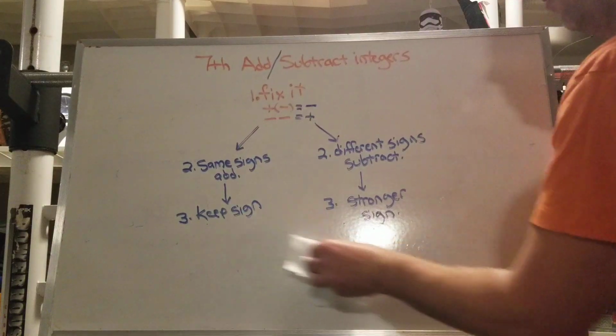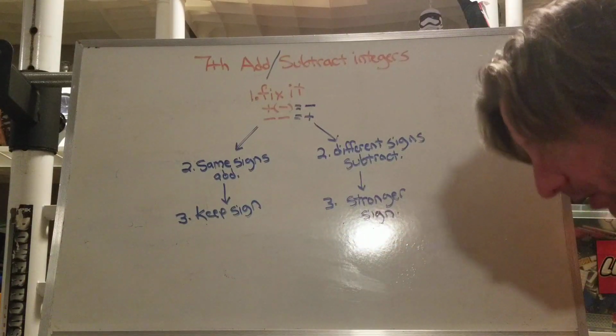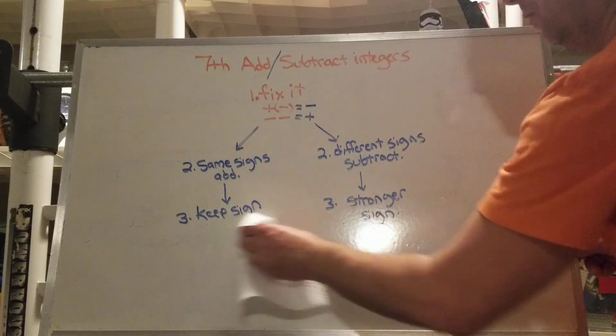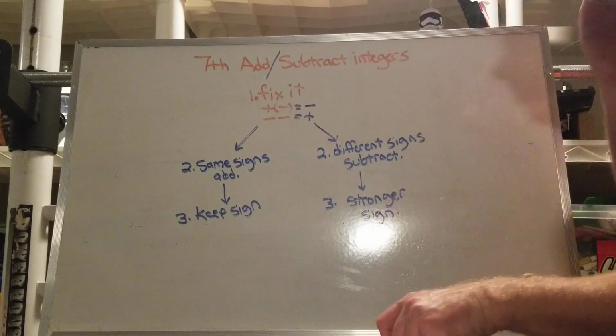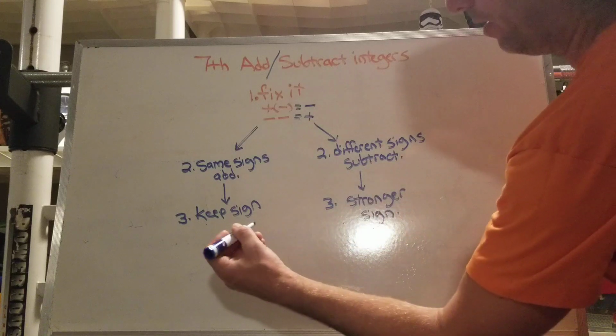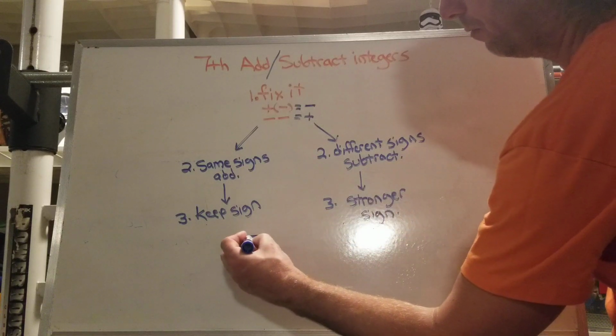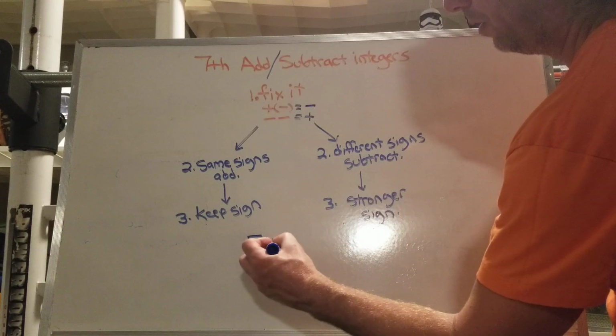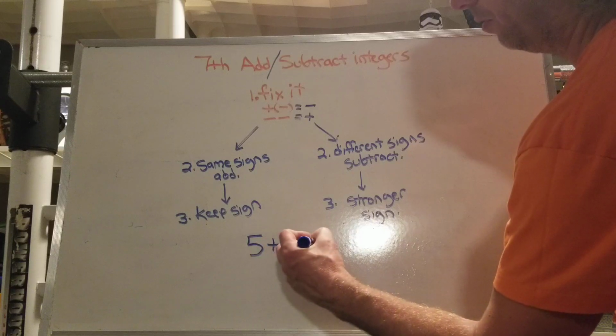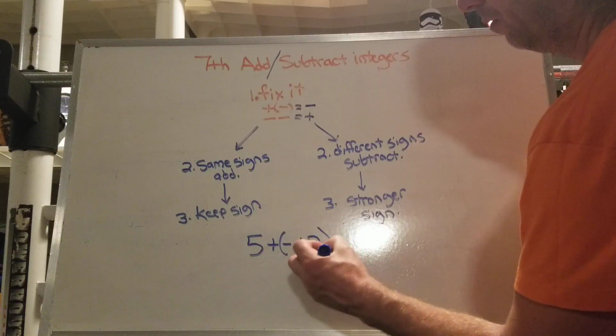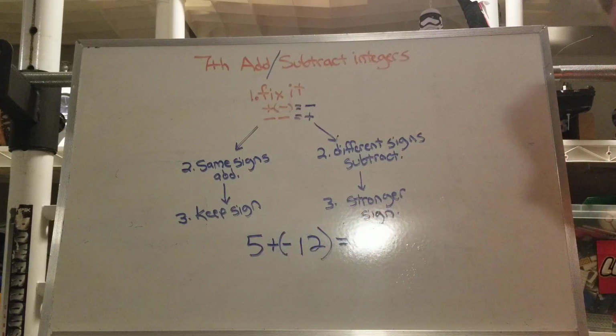Okay, we'll do one more. See how you guys do. We'll have you guys try it. So you're going to hit pause after I write it out. 5 plus negative 12. Hit pause, give it a try, and then come back and we'll go over it.